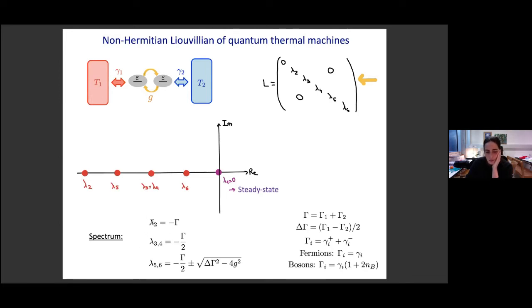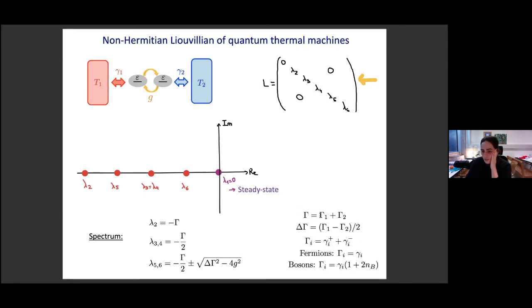We have one eigenvalue, which is non-degenerate, given by minus gamma, 2 eigenvalues which are degenerate, minus gamma over 2, and 2 other eigenvalues which depend on the coupling strength G between the 2 qubits, as you can see. Just to not lose you, this gamma and delta gamma depend on the coupling strengths to the bath, gamma 1 and gamma 2, and the statistics. So here are the definitions.